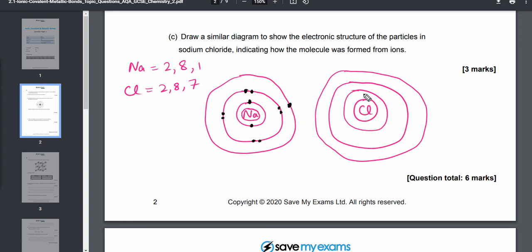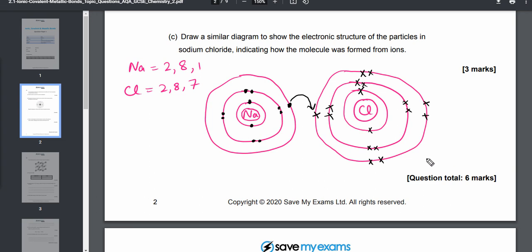Now let's see for the chlorine. So chlorine has 2 electrons in its first shell. It has 8 electrons in its second shell, 1, 2, 3, 4, 5, 6, 7, and 8. And it will have 7 electrons in its outermost shell. So 1, 2, 3, 4, 5, 6, and 7. Now this electron will move over here and it will form a bond. So in this way the sodium chloride molecule will be formed.